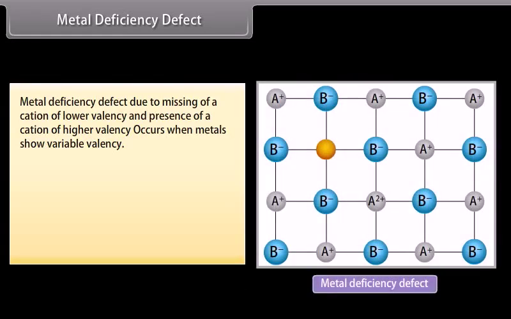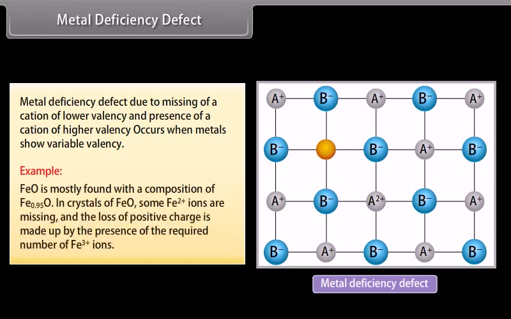Metal deficiency defect. Metal deficiency defect is due to the missing of a cation of lower valency and the presence of a cation of higher valency. It occurs when metals show variable valency. Example: FeO is mostly found with a composition of Fe0.95O. In crystals of FeO, some Fe2+ ions are missing, and the loss of positive charge is made up by the presence of the required number of Fe3+ ions.